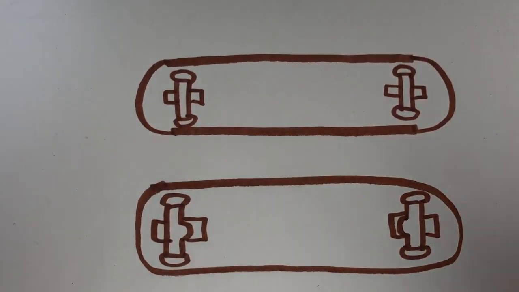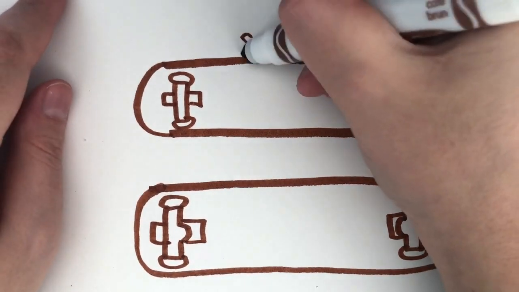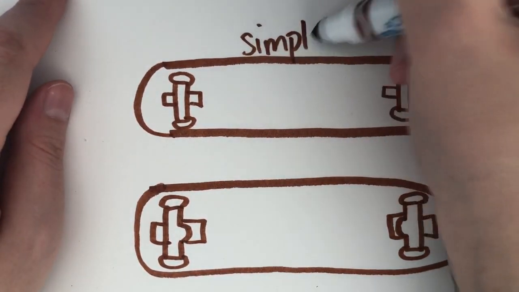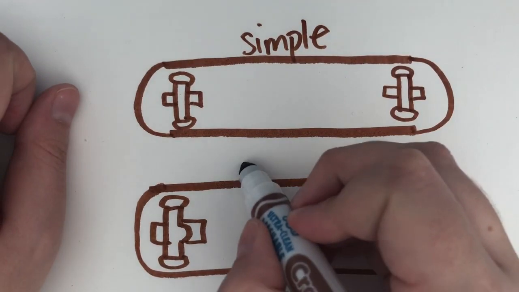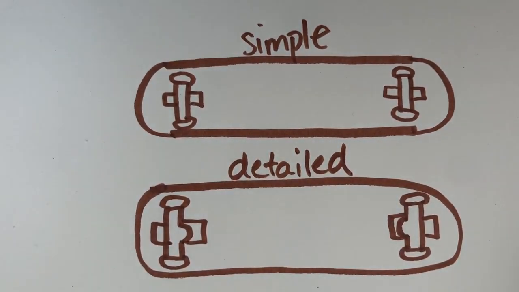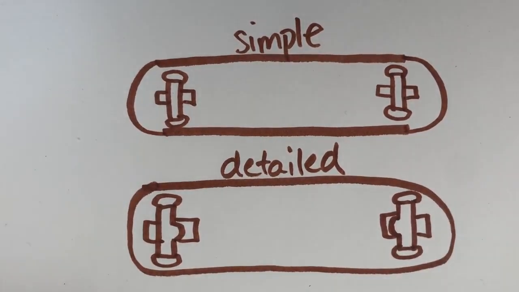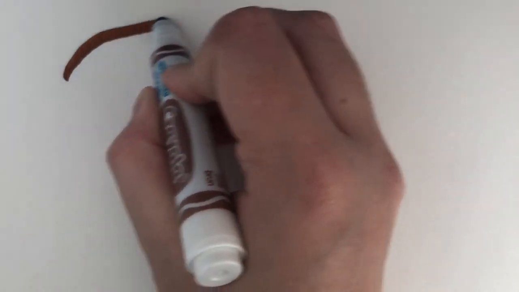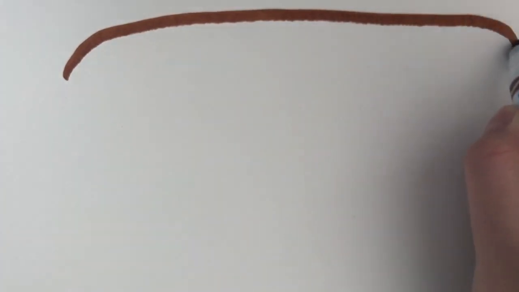So now I have the more simple version, and everybody will have to draw either the simple version or the more detailed version. You can choose which one you want to do. Now, what I'm going to do is draw it as big as my paper. So I'm going to start over here, and I'm going to draw a big oval this time, right?